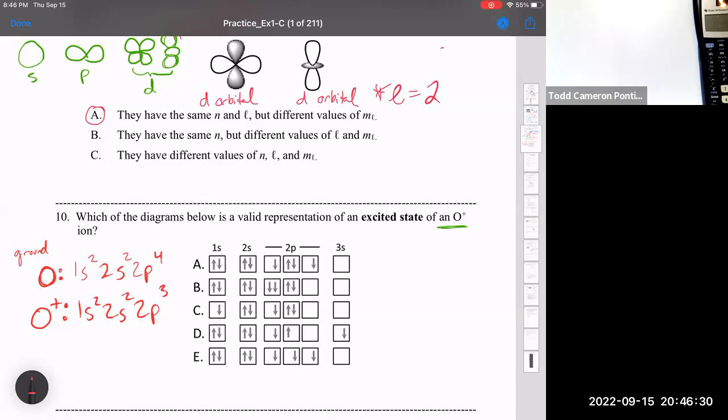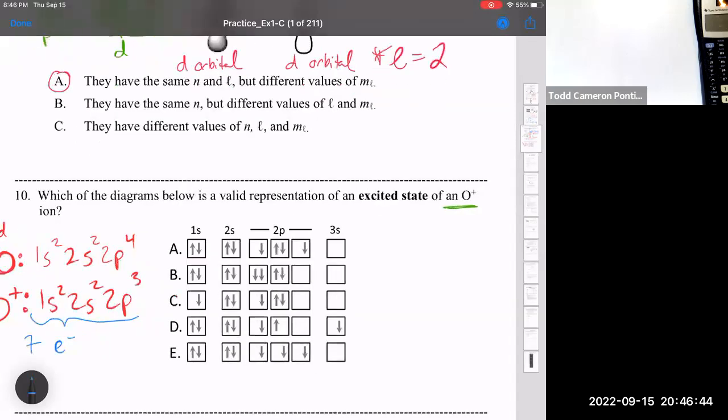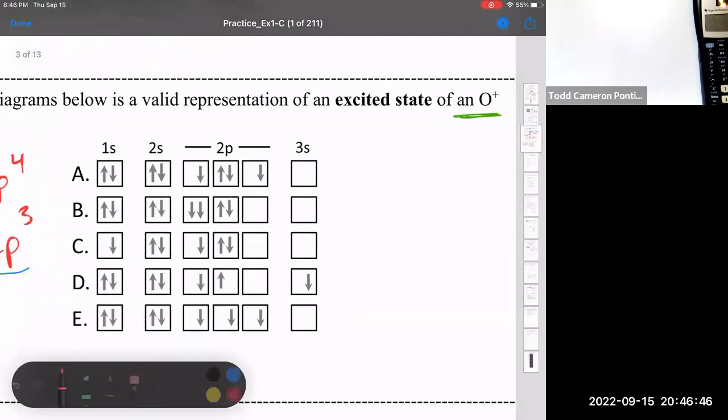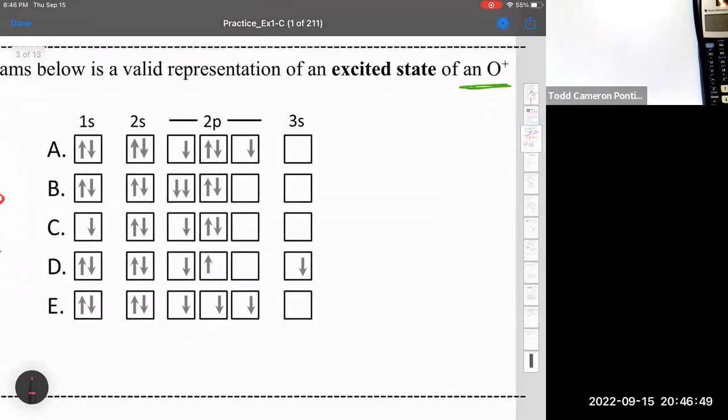This has a total of 1, 2, 3, 4, 5, 6, 7 electrons. We can eliminate any answer choice that does not have 7 electrons. So looking at these different answer choices here, A has 1, 2, 3, 4, 5, 6, 7, 8 electrons, and we can get rid of it.